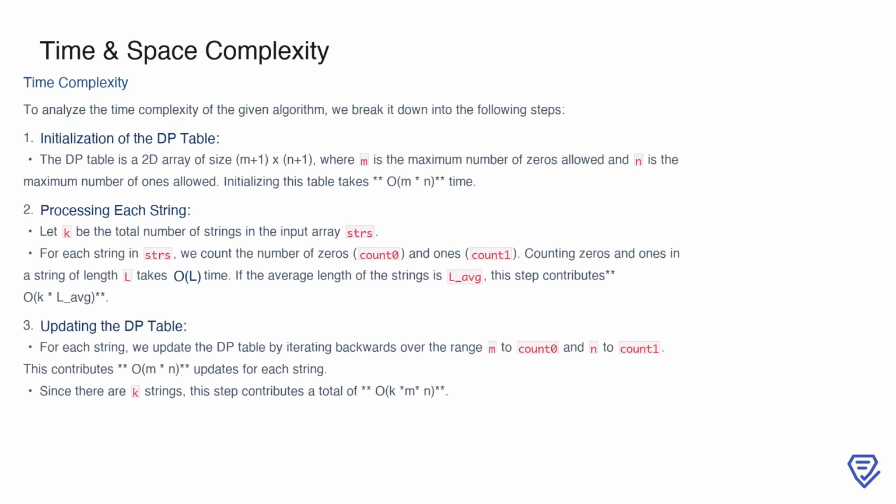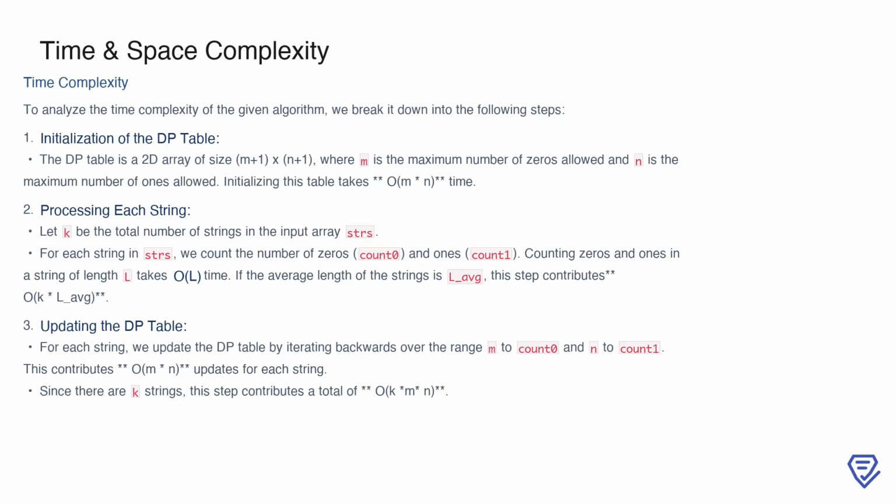To analyze the time complexity of this algorithm, we can break it down into three main steps. First, we initialize the DP table, which is a 2D array of size m plus 1 by n plus 1. Here, m is the maximum number of zeros allowed, and n is the maximum number of ones allowed. Filling this table with initial values requires m*n time. Next, we process each string in the input array, strs. For every string, we count the number of zeros and ones.